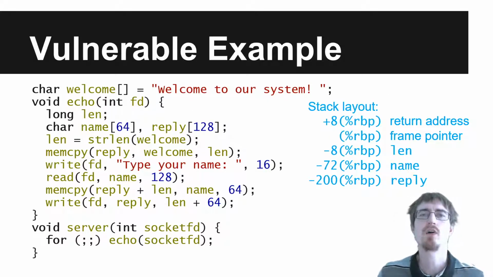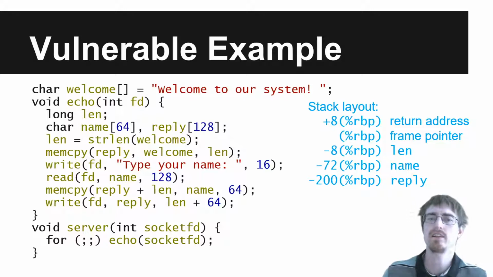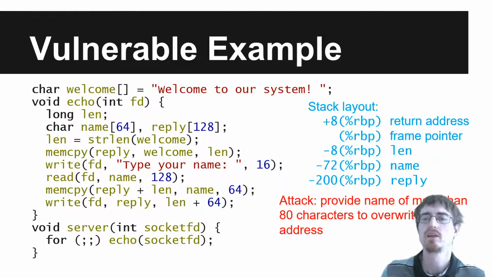This piece of code will be our running example throughout the lecture. So let's see if you know how to exploit this program. Please pause the recording now and think of the answer for yourself. Now, the answer will appear. The attack is simply to provide a name of more than 80 characters and then override the return address.